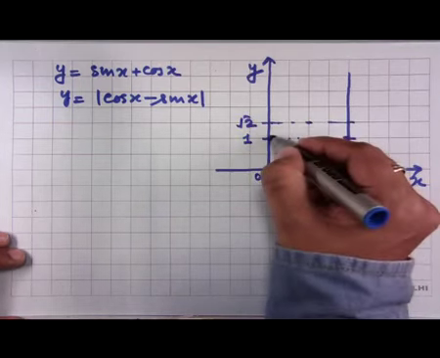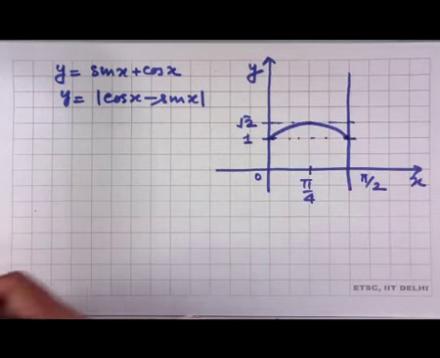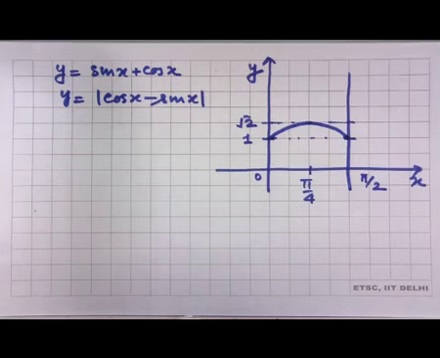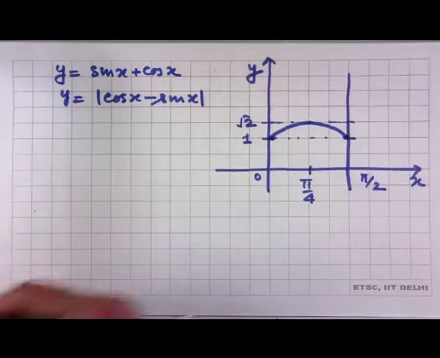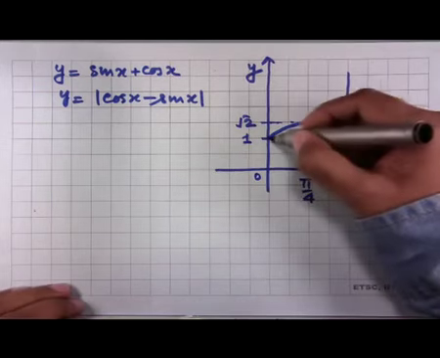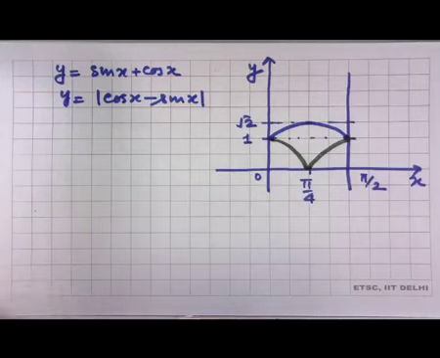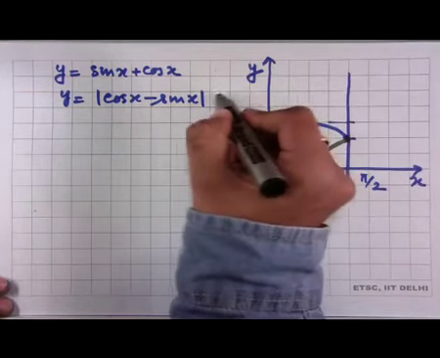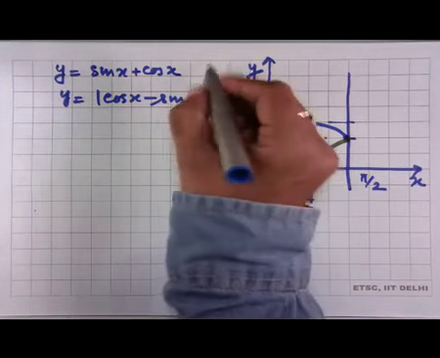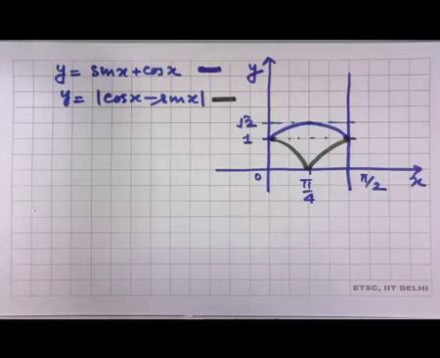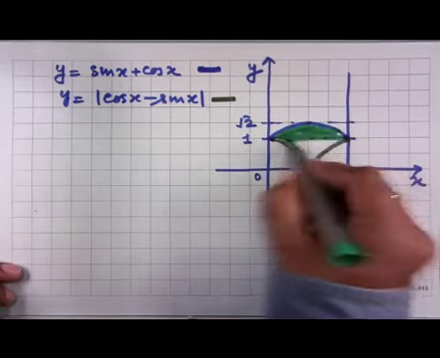So, sin x plus cos x is this curve we have seen, and mod of cos x minus sin x is this curve. This one is drawn in black color and this one in blue color. So, the required area is this.